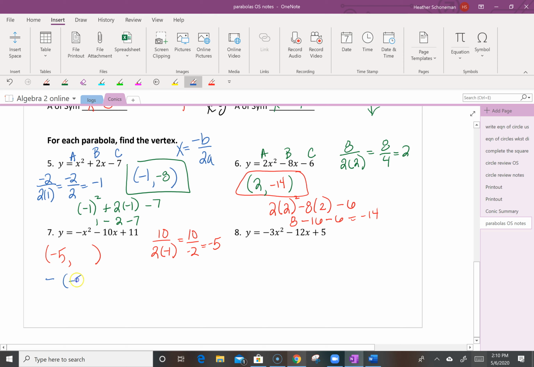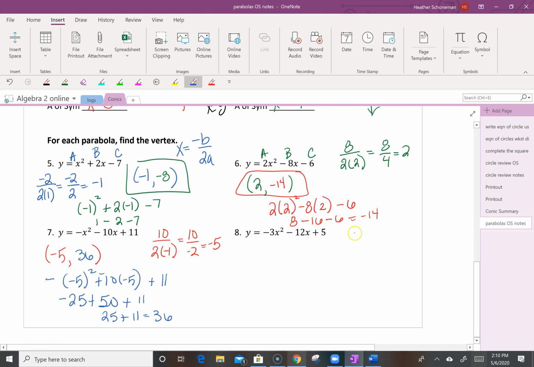So it'd be negative times negative 5 squared minus 10 times negative 5 plus 11. Now, if I ignore this negative that's outside, the negative 5 in the parentheses is positive 25, but the opposite is negative 25. Over here, negative 10 times positive 5 is positive 50 plus 11. Negative 25 and 50 is 25 plus 11 would be 36.